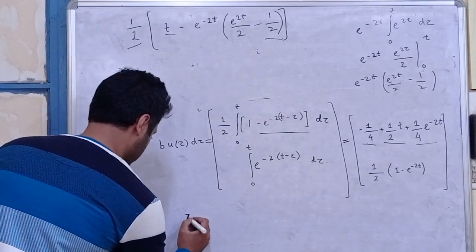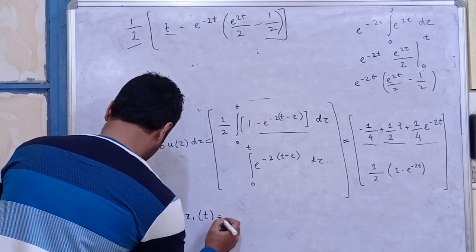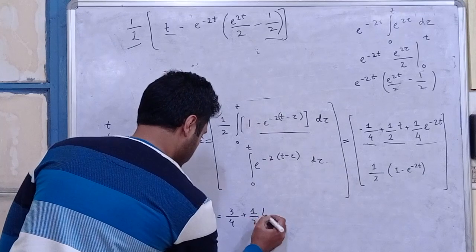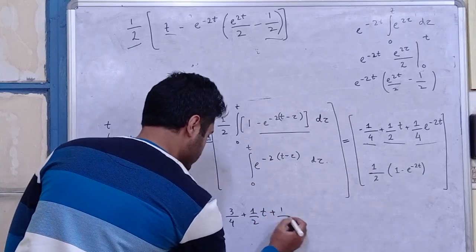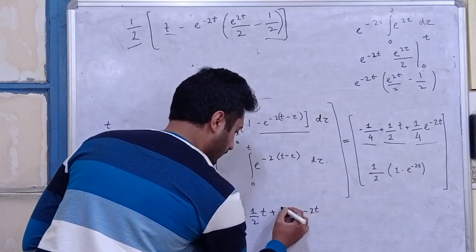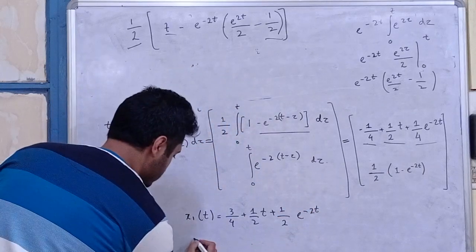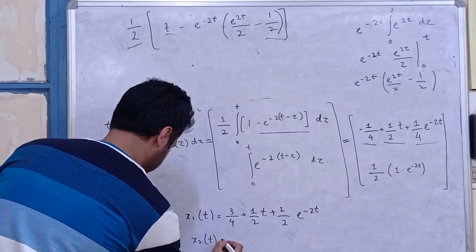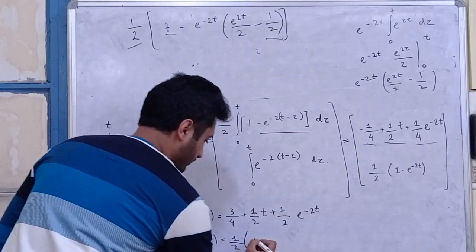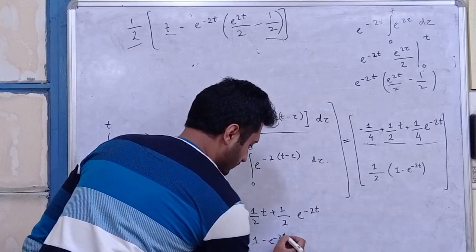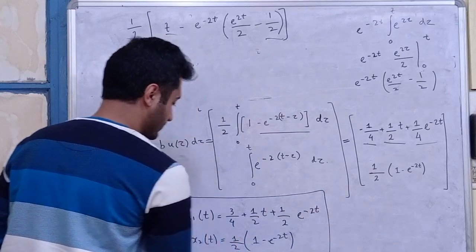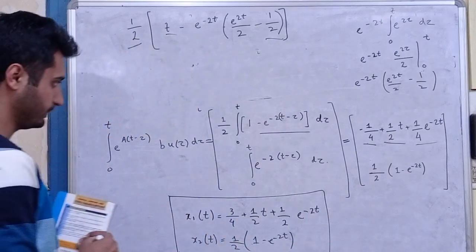So then I can write the final answer. This will be 3 by 4 t plus 1 by 2t, and 1 0, because it comes element wise, as we are solving a vector. And this is x2 t. This is half of 1 minus e to the power minus 2t. This is the final answer. These two components are coming: a separate component for x1 and a separate component for x2.